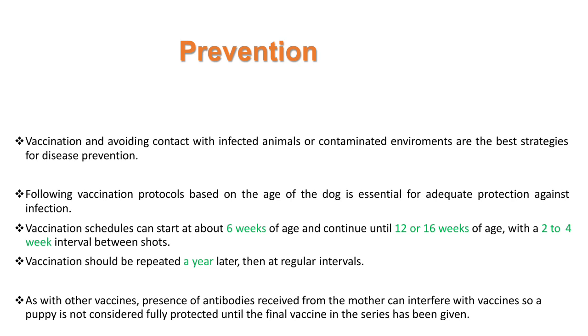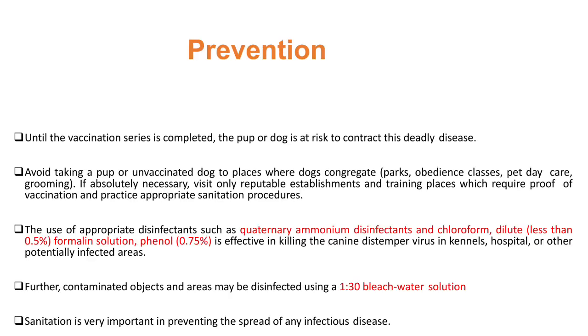You can see here from 6 weeks to 16 weeks, all 4 doses of the vaccine or 3 doses of vaccine should be administered to the animal. The final vaccine dose at the age of 16 weeks is very important. If this dose is missed, there may be inefficacy of the vaccine. You should administer the final dose most carefully, because in the early ages the puppy is taking milk from the mother, and the maternally derived antibodies can interfere with the vaccine status of the animal. Until the vaccination series is completed, the pup or dog is at risk in contact with the deadly disease.